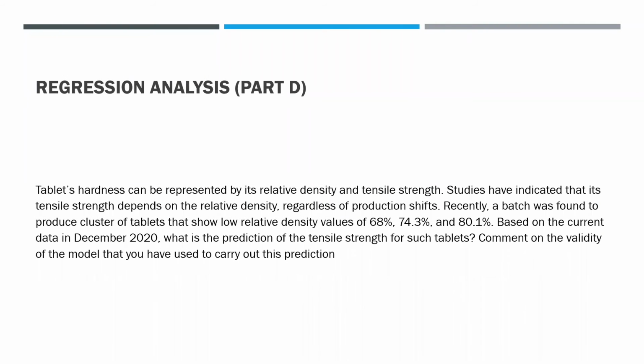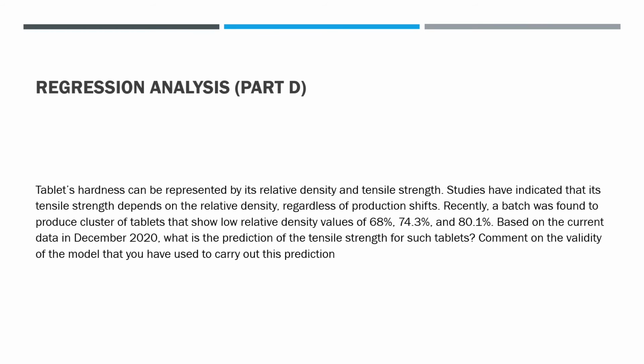Hello, my name is Muhammad Fauzan Birusnan, and I will be presenting part D on regression analysis. The question on part D is tablet hardness can be represented by its relative density and tensile strength. Studies have indicated that its tensile strength depends on the relative density regardless of production shift. Recently, a batch was found to produce a cluster of tablets that show low relative density values of 68%, 74.3%, and 81.1%. Based on the current data in December 2020, what are the predictions of tensile strength for such tablets? Comment on validity of the model that you have used to carry out this prediction.